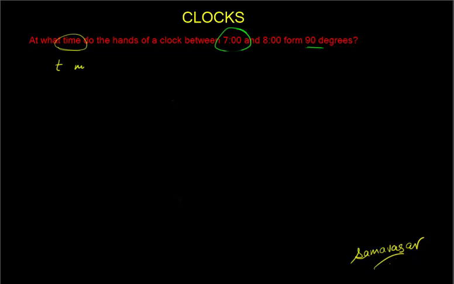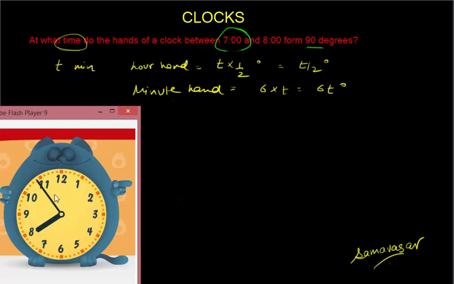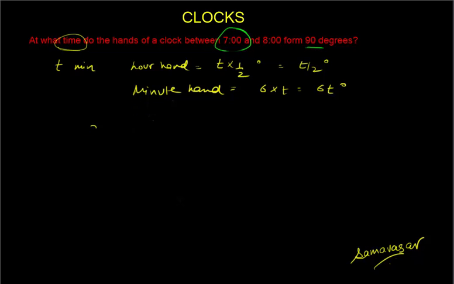So in t minutes, your hour hand would have traveled t into 1 by 2 degrees, because the speed is half a degree per minute. So these many degrees would have been traveled by the hour hand. Similarly, the minute hand would have traveled 6 into t degrees. Now look at the clock again. So this is your clock, and this is your initial angle. Initial angle is 210.